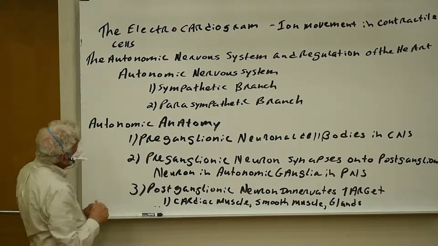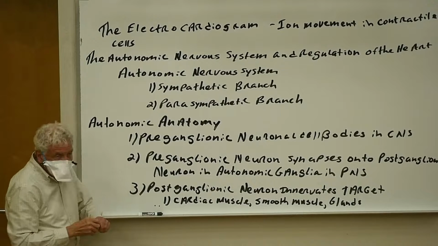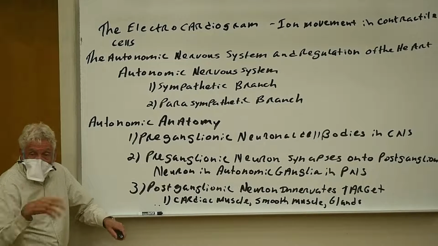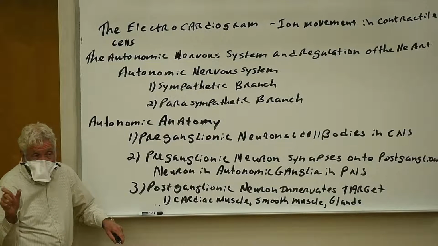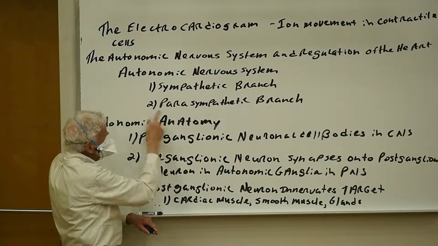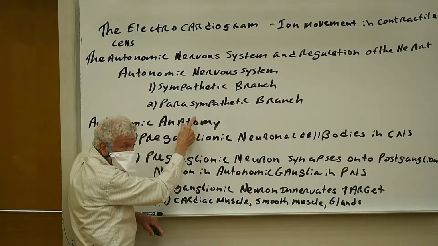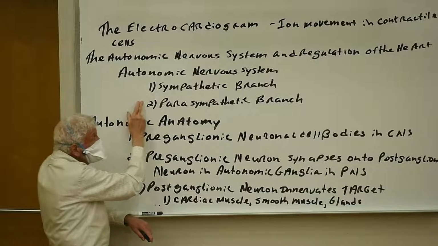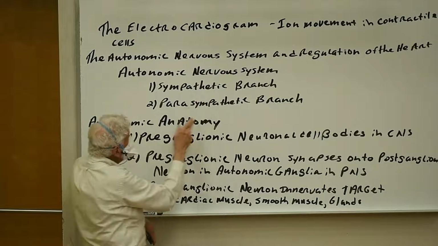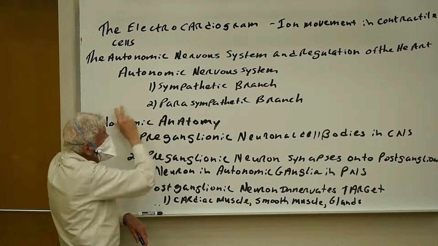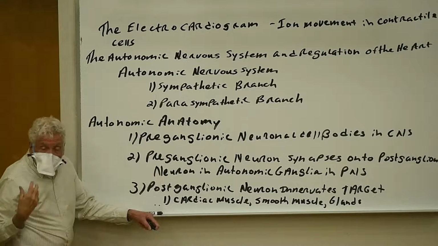We're going to talk about the autonomic nervous system and regulation of the heart. And we're going to see the autonomic nervous system broken down into two great groups. One group is said to be the sympathetic branch. The other group is said to be the parasympathetic branch. Typically, when you hear the term sympathetic, you think fight or flight. When you think the term parasympathetic, you think rest and digest. And we'll walk our way through this, particularly in view of the heart.